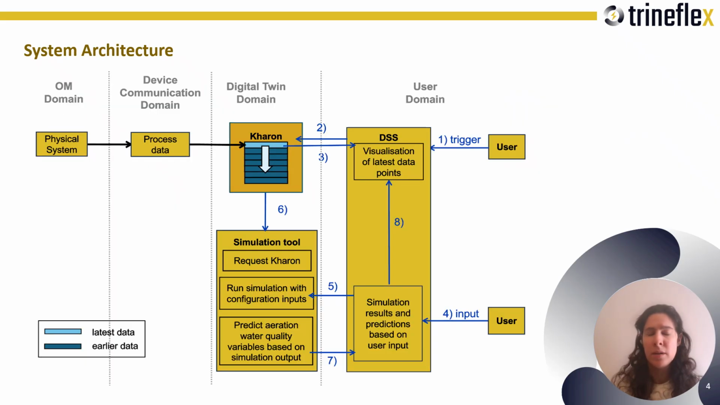Let's take a look at how the system works from end to end. The architecture is divided into 4 domains: physical, communication, digital, and user domains. In the physical domain, different sensors measure key variables such as ammonium, redox, oxygen, nitrate, and the blower status. The data is then transmitted through the communication domain to the digital twin platform called CARON.